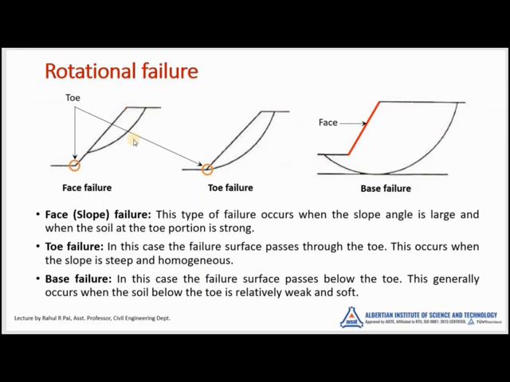First, it is the face failure. Face failure usually occurs in a strong soil. That means the soil has enough strength, and that slope is a flatter, gentle slope, not a steep slope. Then only the face of that slope fails. Here in the figure you can see only that face failing and falling down.